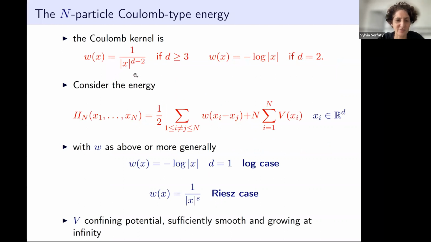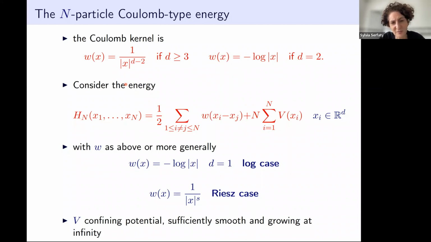So this is what I want to look at. I remind you the Coulomb kernel, interaction kernel is 1 over the norm of x to the power d minus 2 in dimension d, as long as the dimension is bigger than 3. But if you're in dimension 2, then it's minus log of norm x. And if you're in dimension 1, it's minus norm x. Okay, so there's a slightly different behavior.